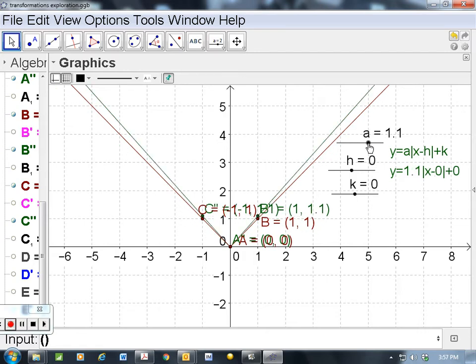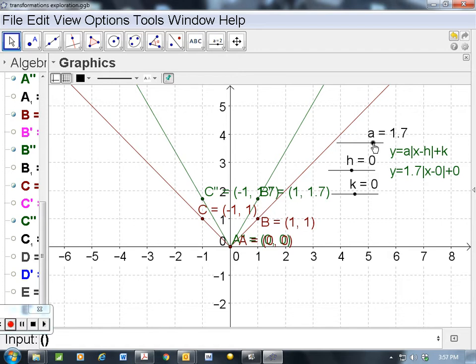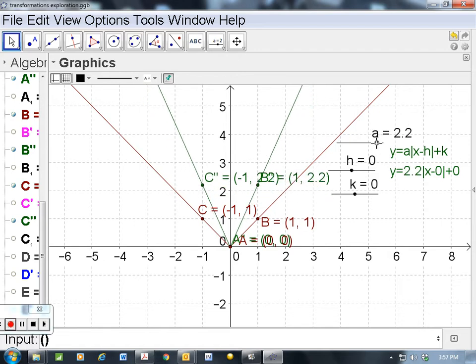Now, as it gets bigger, 1.1, 1.3, as my numbers are bigger than 1, it starts getting skinnier. And if you look at the points B and C, they're becoming stretched up. Stretched up. So that's what we call a vertical stretch. It's stretching that up and making it skinnier.